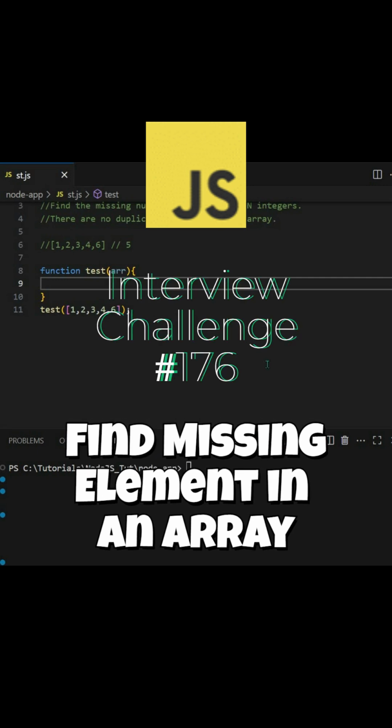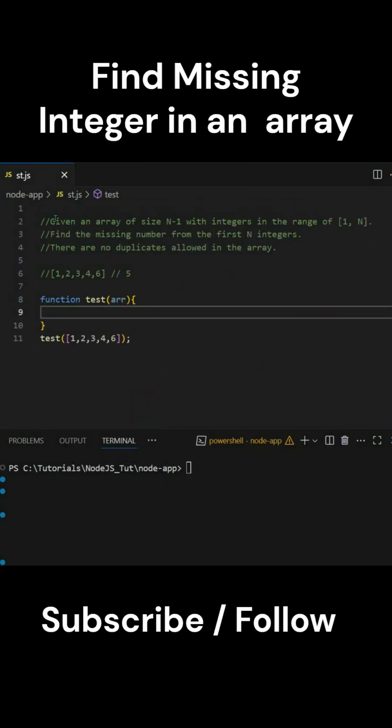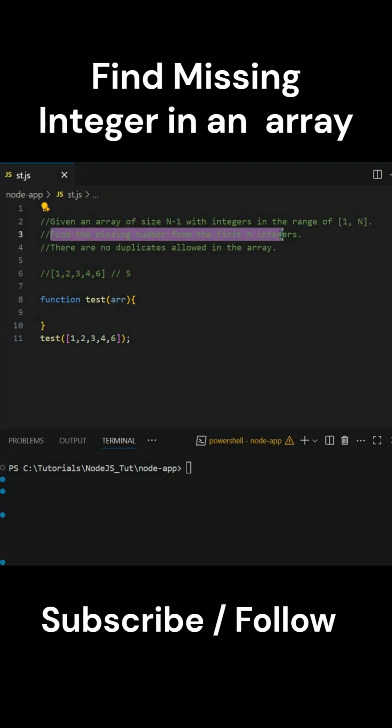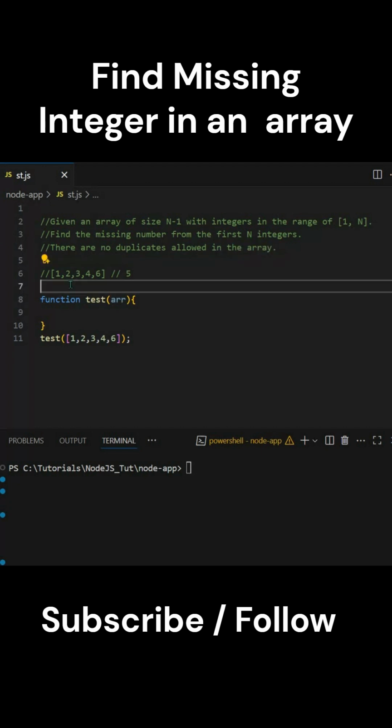So you may face this question in your next interview. The question is, you have an array of 1 to n size. That means it's starting from 1 and ending with some number. And here we have a missing number. One more condition we have: there are no duplicates allowed. That means it's a little bit easier.